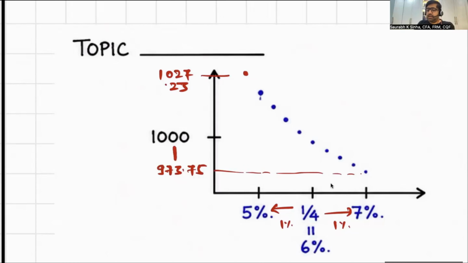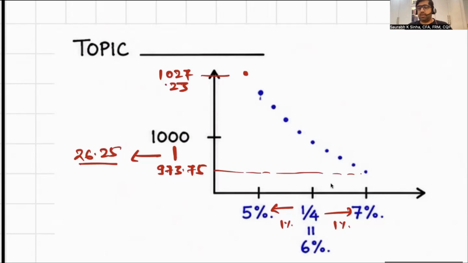Let's calculate the fall in the bond price from 1000. So 1000 minus 973.75 is 26.25. This is 26.25. What about the rise?